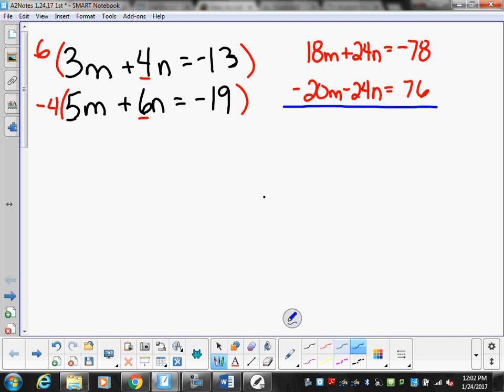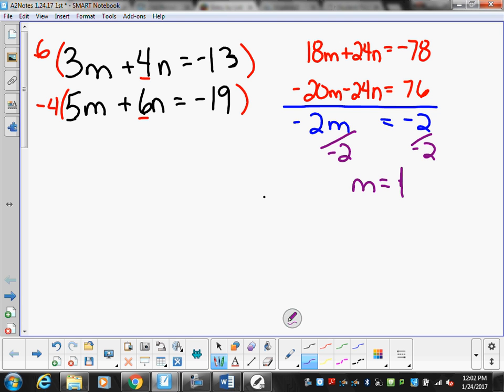you do whatever sign's there. So in this case, 18m minus 20m is negative 2m. The 24n and the negative 24n cancel out, becomes 0. And so there, I'll have to put that up there. And the negative 78 plus 76 is a negative 2. And then to solve for m, I divide both sides by that negative 2 and I get 1.